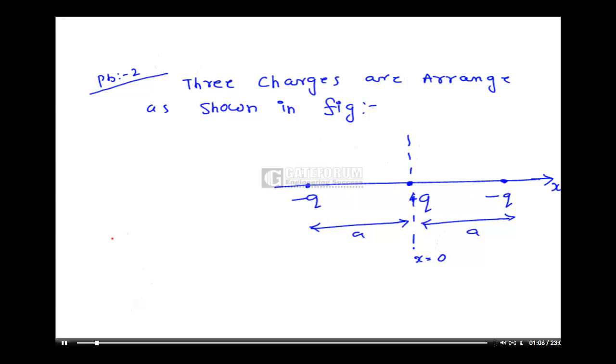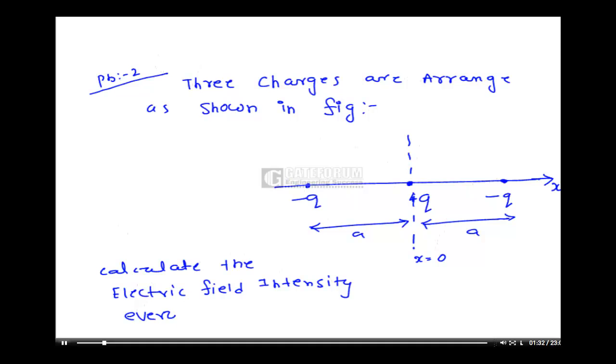The question is: calculate the electric field intensity everywhere on the x-axis. So this is the question.